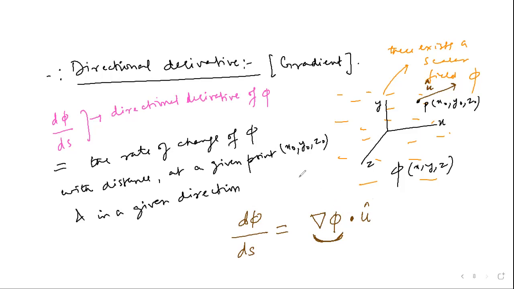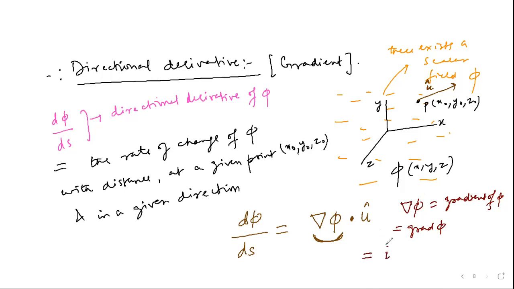Now this delta phi has a name. This delta phi is called gradient of phi. It is written sometimes as grad phi, and it is a mathematical quantity. It's a differential. It is a vector quantity.